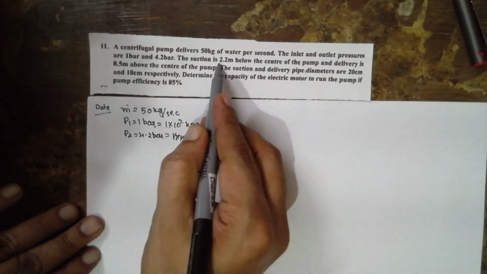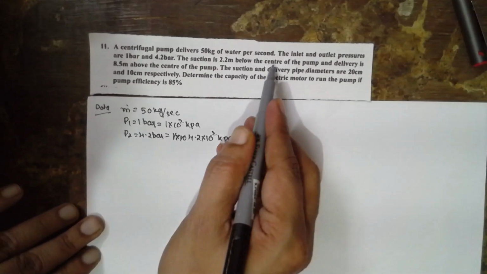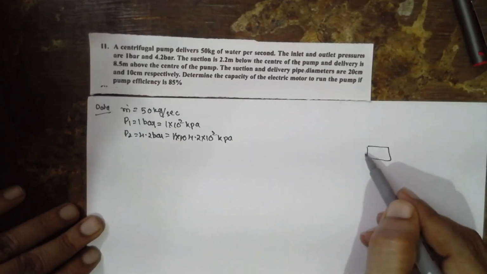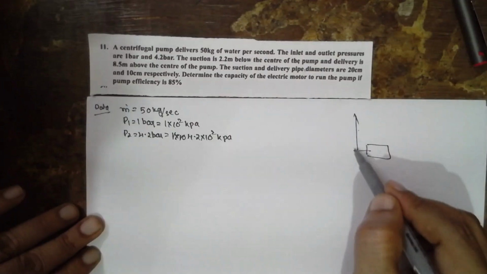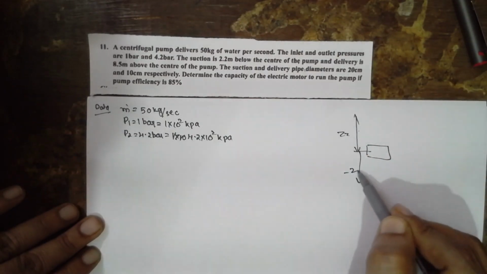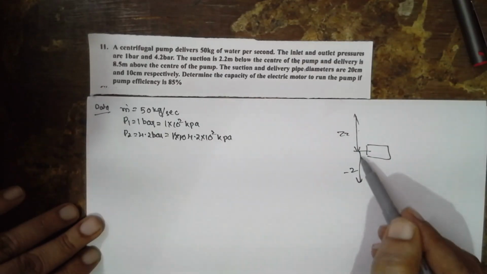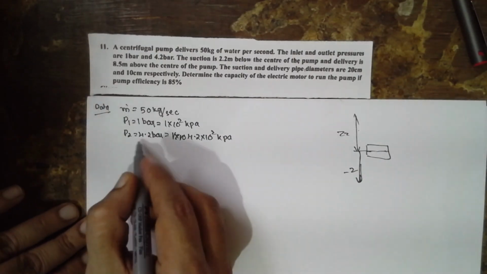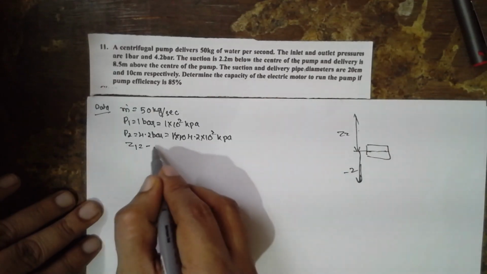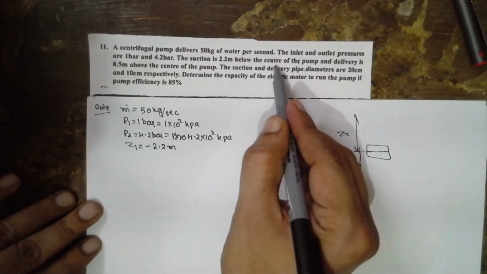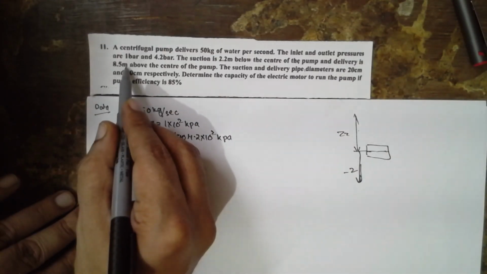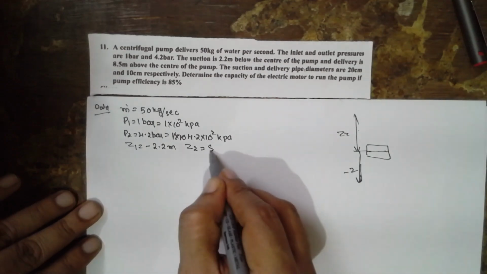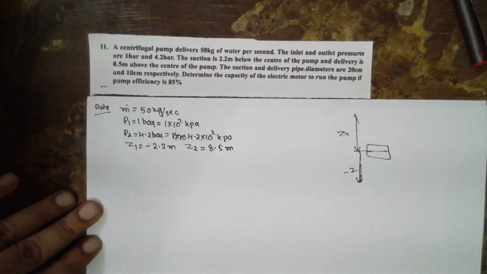Now the suction is 2.2 meter below the center of the pump. There is a pump here, and their heights are given as Z2 and Z1. Therefore, the suction pipe is below the pump, so we have to consider a negative sign. Z1 is equal to minus 2.2 meter, below the center of the pump, and it delivers to 8.5 meter above the center of the pump. Therefore, Z2 will be 8.5 meter above, considered as positive.